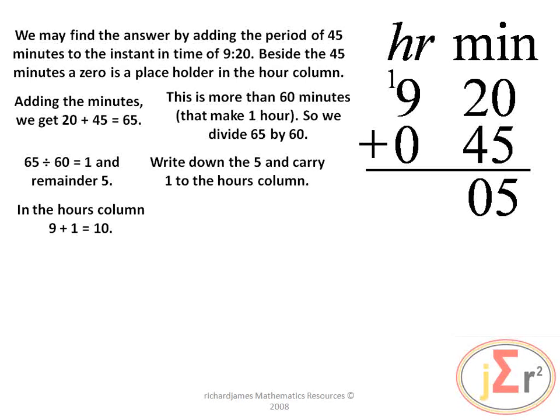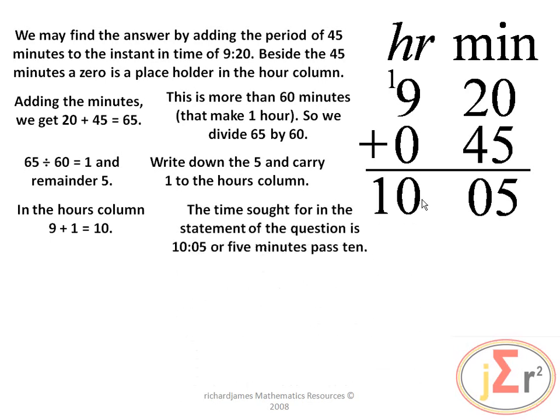In the hour column, 9 plus 1 is equal to 10. That's what we have right there. Good, Jerry. The time sought after in the statement of the question is 10:05, or 5 minutes past 10.